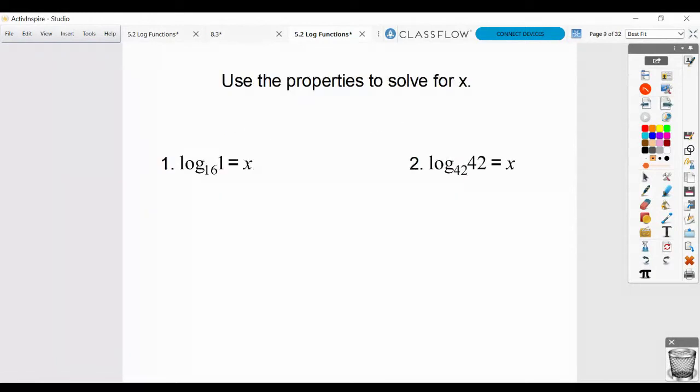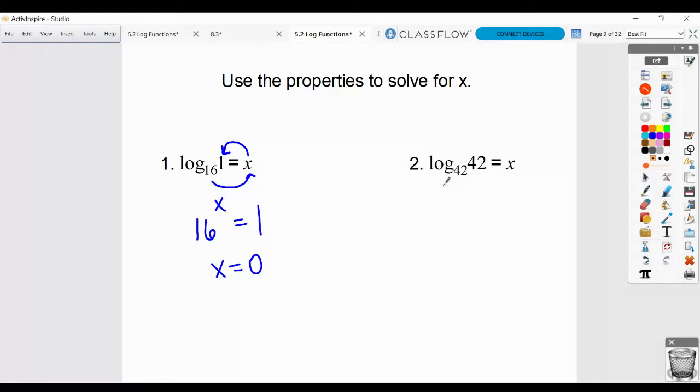Okay, so we're just going to use the properties to solve for x. I have a couple examples. Some of these are very easy. So if you look at these two, you have log base 16 of 1 equals x, and you're trying to figure out what x is. So if you would use the counterclockwise rotation, you would have 16 to the x equals 1. And this would be the first property. So 16 to the what power equals 1, and that would be 0.